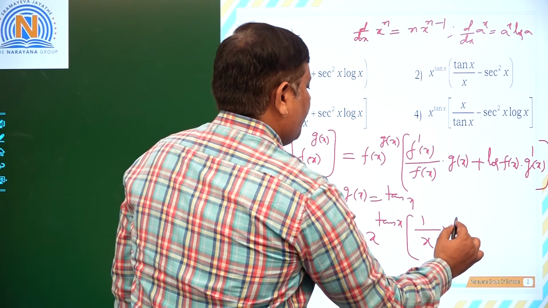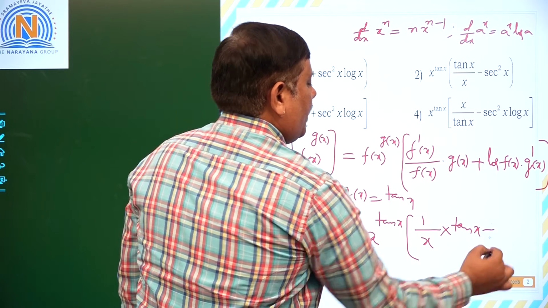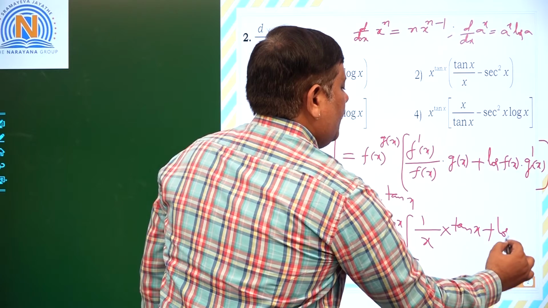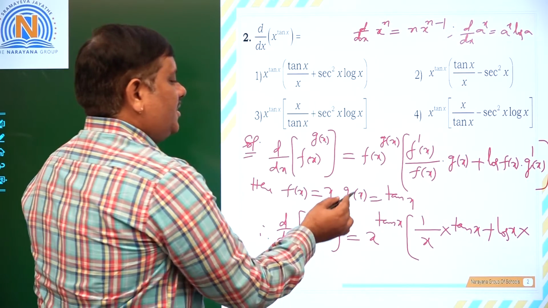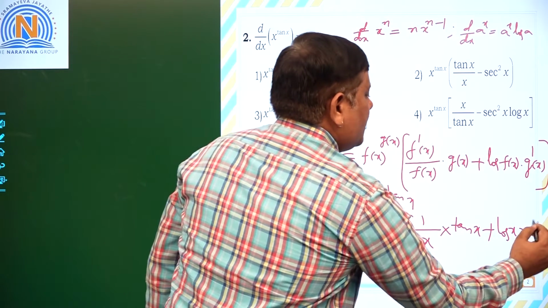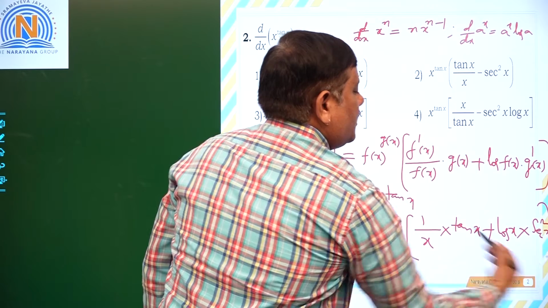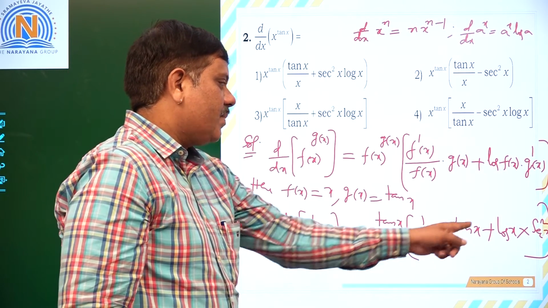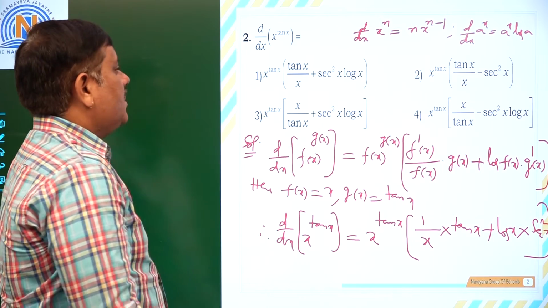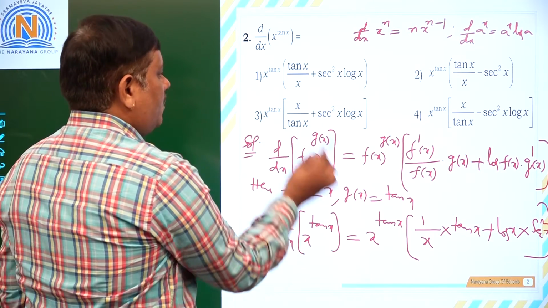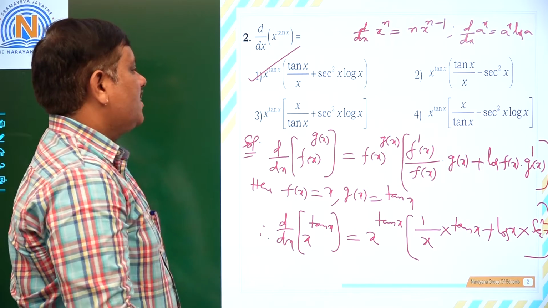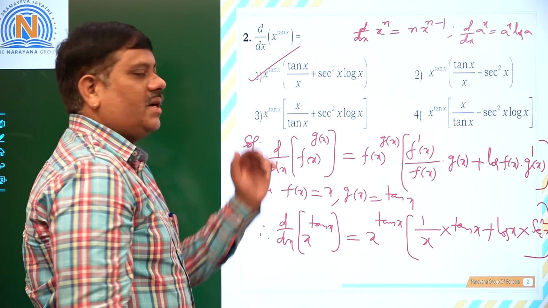What is g of x? G of x is tan x, plus log f of x means log x, into g dash of x. What is g dash of x for us? Secant square x. So the answer is x power tan x times of tan x by x plus log x into secant square x, which is nothing but the first option for us. So that is the right answer.